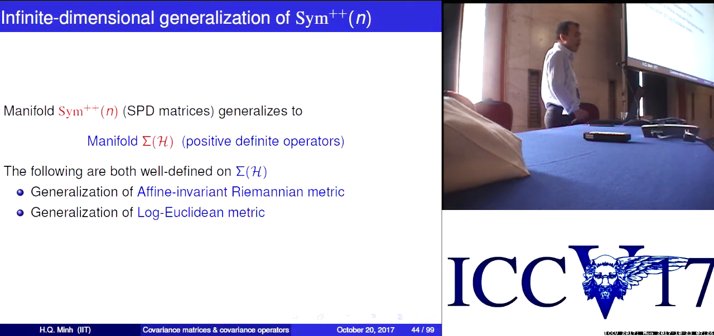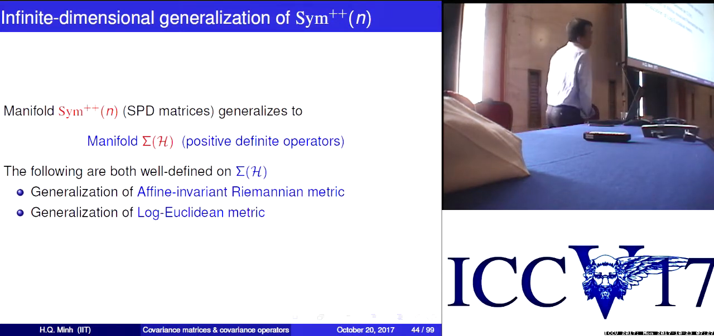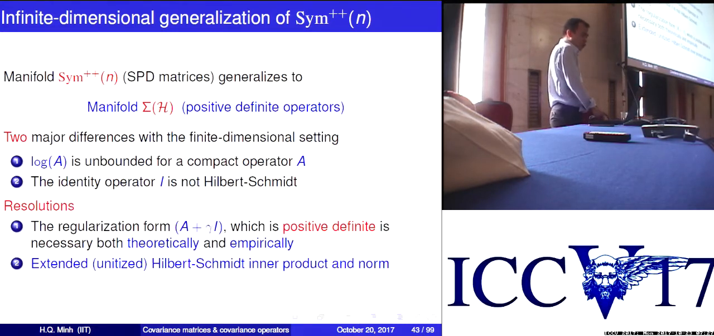So if we define this manifold, we call it sigma H. Then the following are both well-defined on sigma H, like the generalization of the affine invariant metric and the log-Euclidean metric. So we can generalize both of them. But we always consider operators of the form A plus gamma I. It's no longer just A.